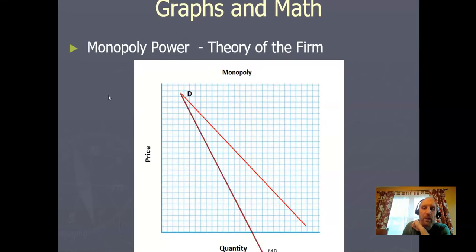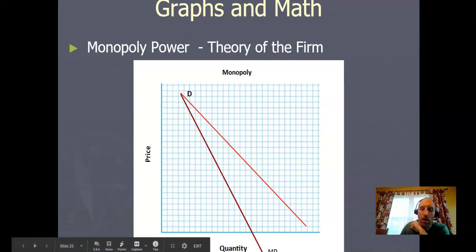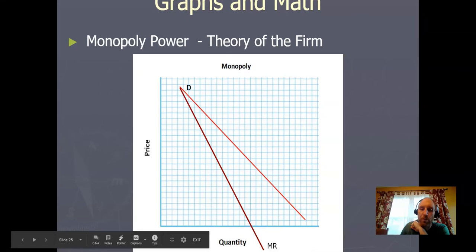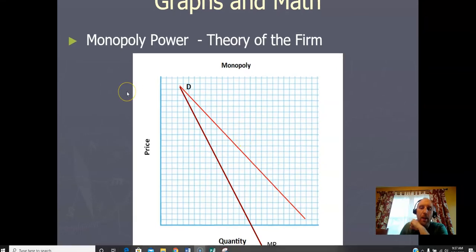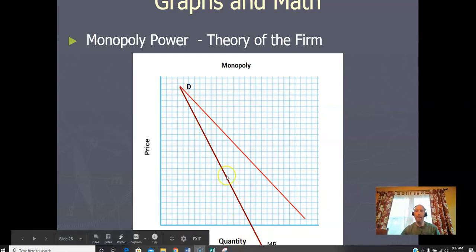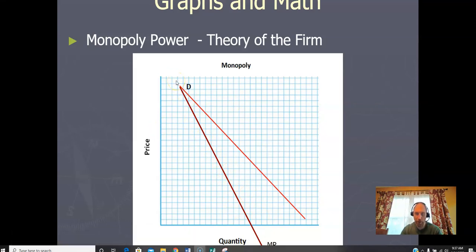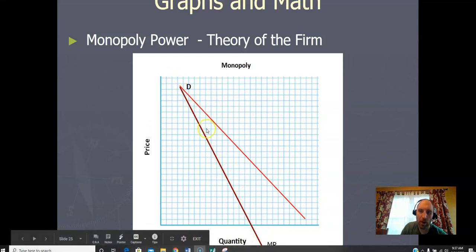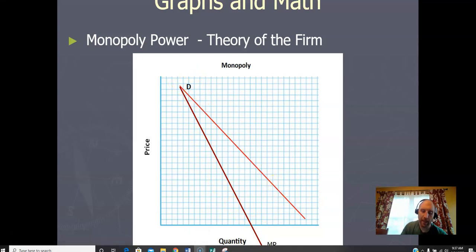So here is what that looks like on a firm's demand curve in a monopoly or in a monopolistically competitive market. Anytime you have a downward sloping demand curve, a marginal revenue curve will look like this. In a perfectly competitive market, they were both perfectly elastic and they were equal. In a monopolistic market, marginal revenue is always going to be less than demand.